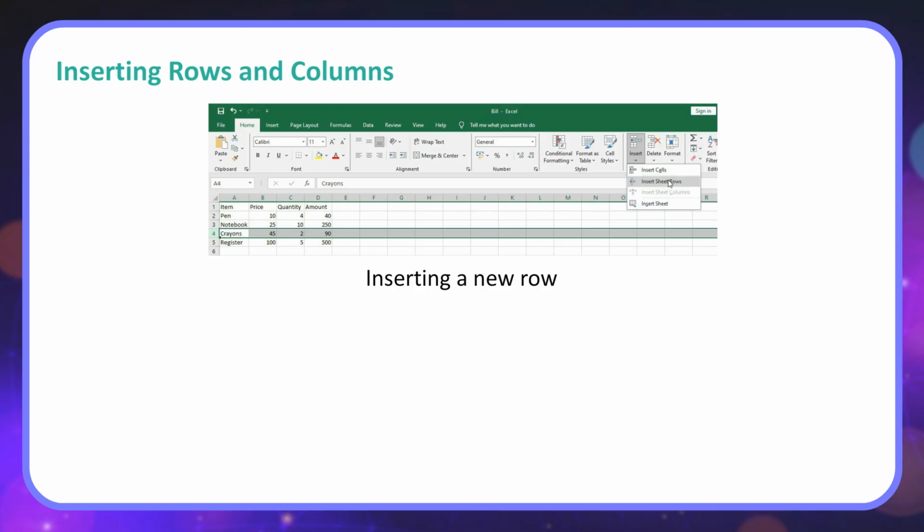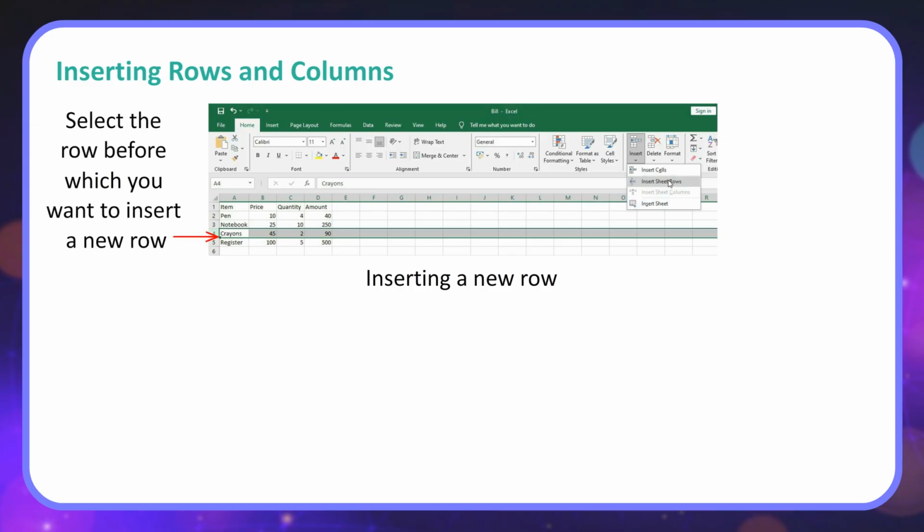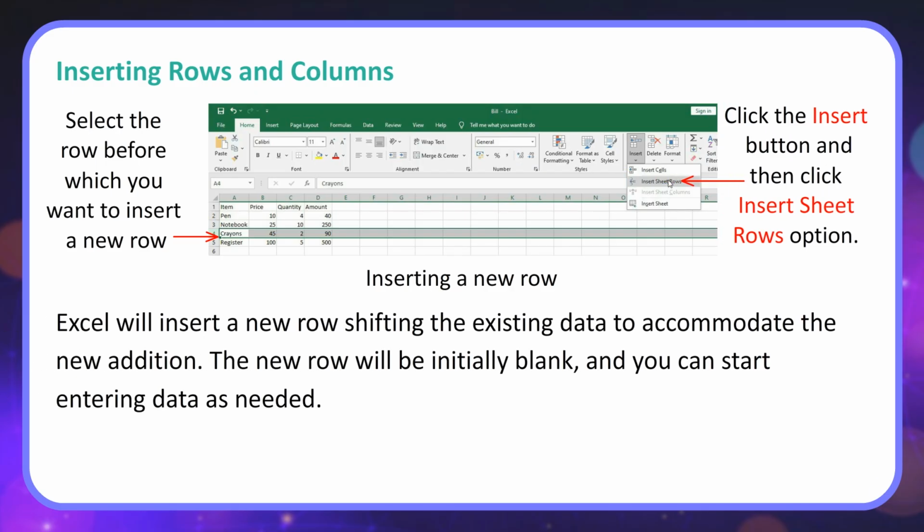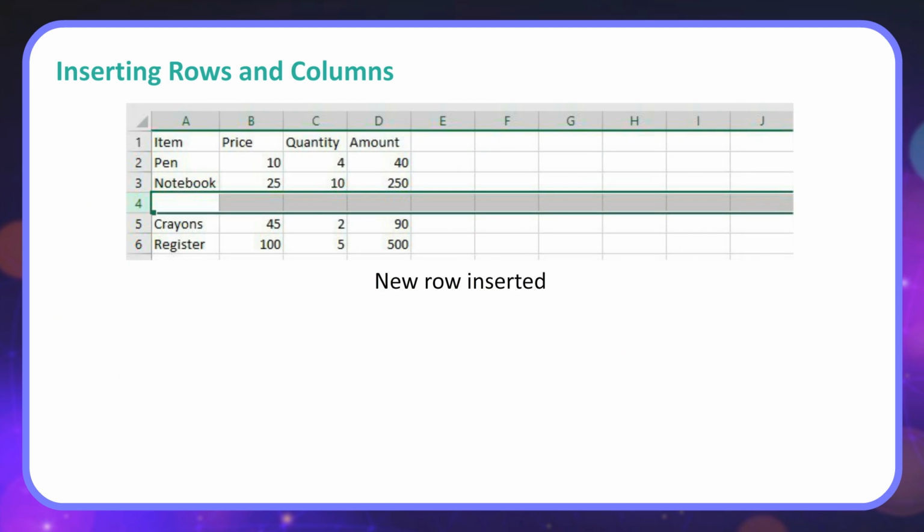Inserting a new row. Select the row before which you want to insert a new row. Click the Insert button and then click Insert Sheet Rows option. Excel will insert a new row, shifting the existing data to accommodate the new addition. The new row will be initially blank, and you can start entering data as needed. New row inserted.